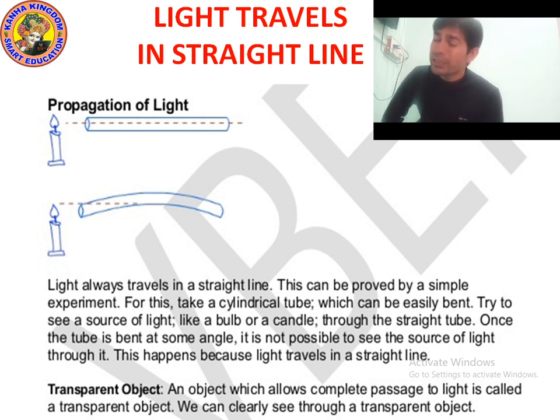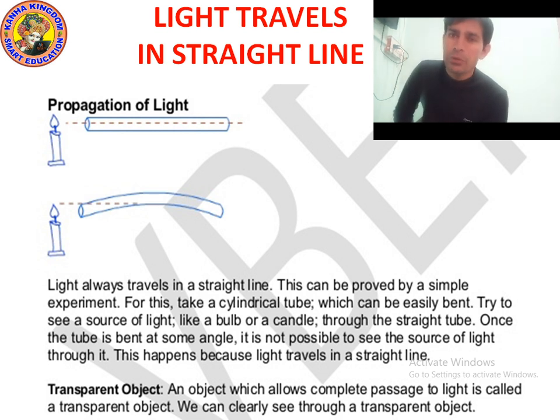Light can pass through some objects, and light cannot pass through some objects. On this basis we can say that there are different types of objects, like transparent, translucent and opaque objects, because some objects allow light to pass and some do not. So on this basis there are three types of objects: transparent, translucent and opaque.